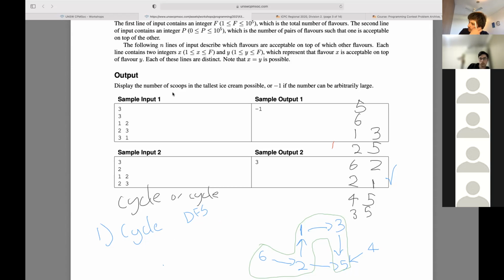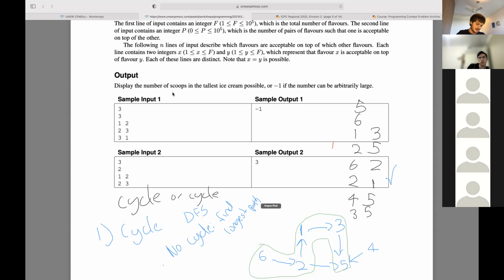Now, if there is a cycle, then the answer is -1. So check for a cycle. If there is a cycle, output -1. If there is not a cycle, we want to find the longest path.